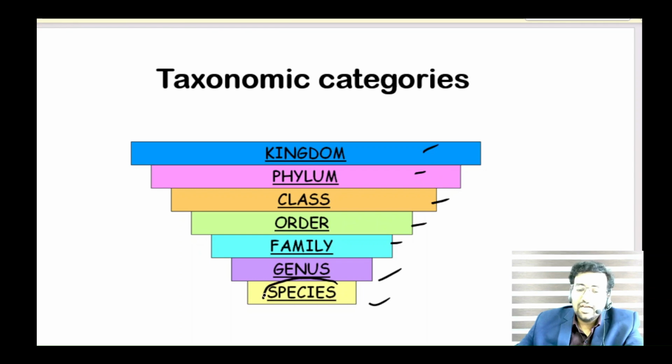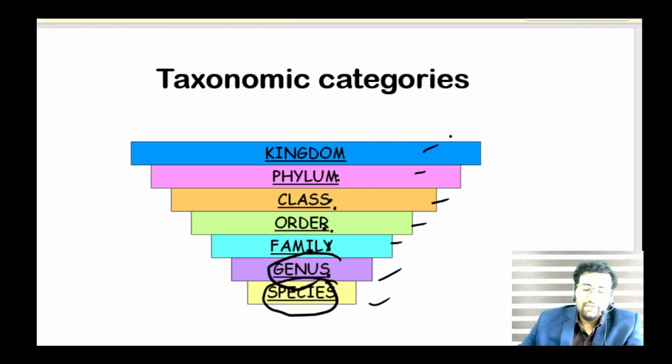Those species that have similar characters are included in one genus. Those genera that have similar characters are included in one family. Those families having similar characters are included in one order. Those orders having some similar characters are included under a class. Those classes having similar characters are placed under a phylum. Those phyla having similar characters are included under a kingdom. There are different kingdoms also.